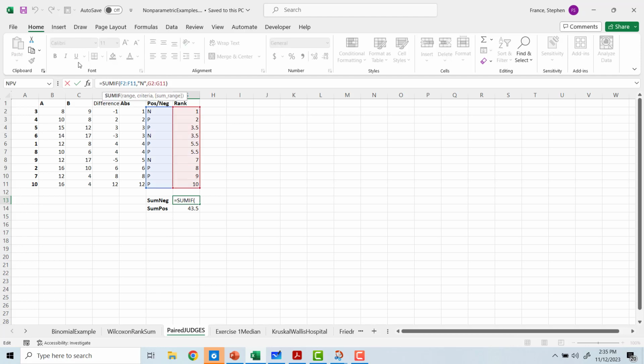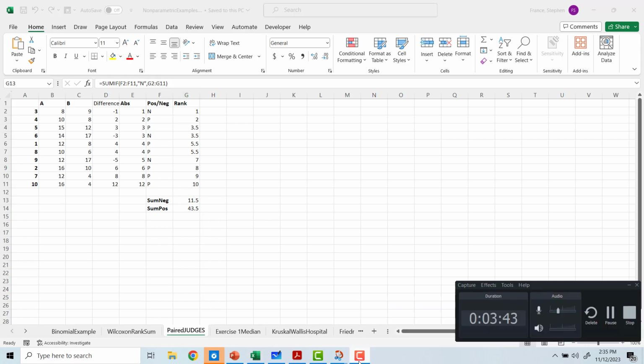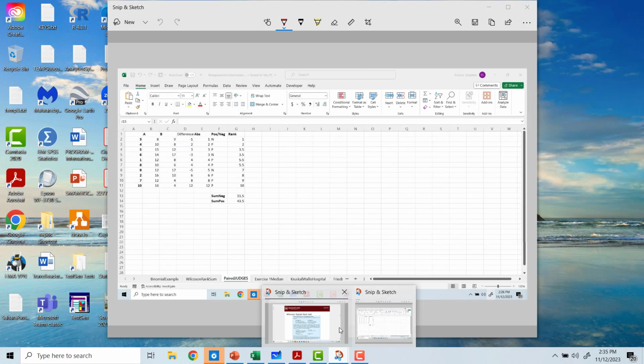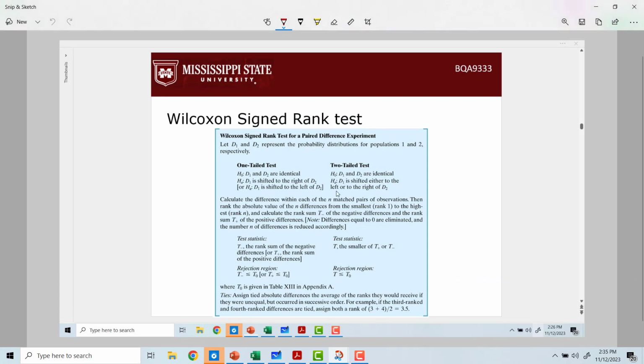We add up the negatives and we get 11.5. Then we add up the positives, just using SUMIF: if the value in the F column is P, then we add it to the positive sum, otherwise we add it to the negative sum. So just note those numbers of 11.5 and 43.5. Now, let's go to the actual hypotheses. Okay, so we notice this looks very, very similar to the Wilcoxon rank sum.